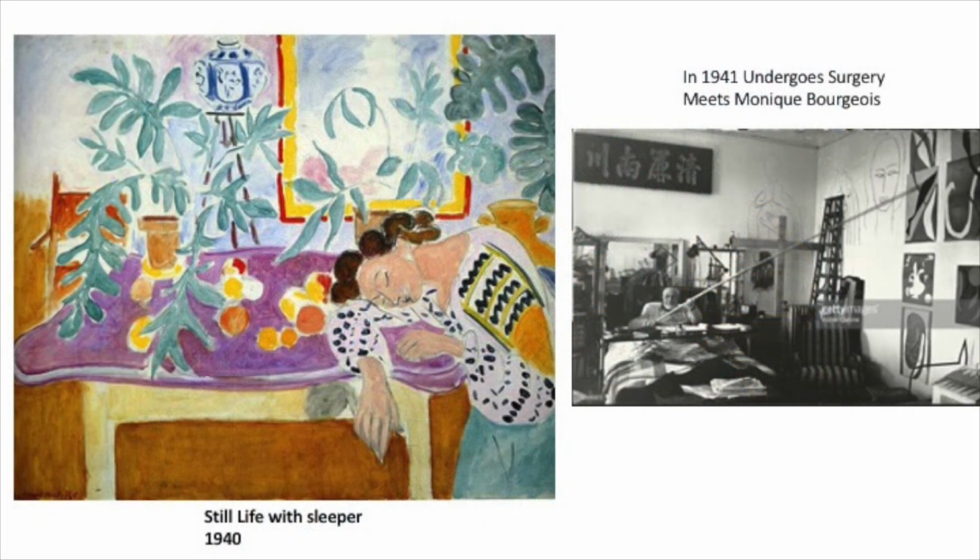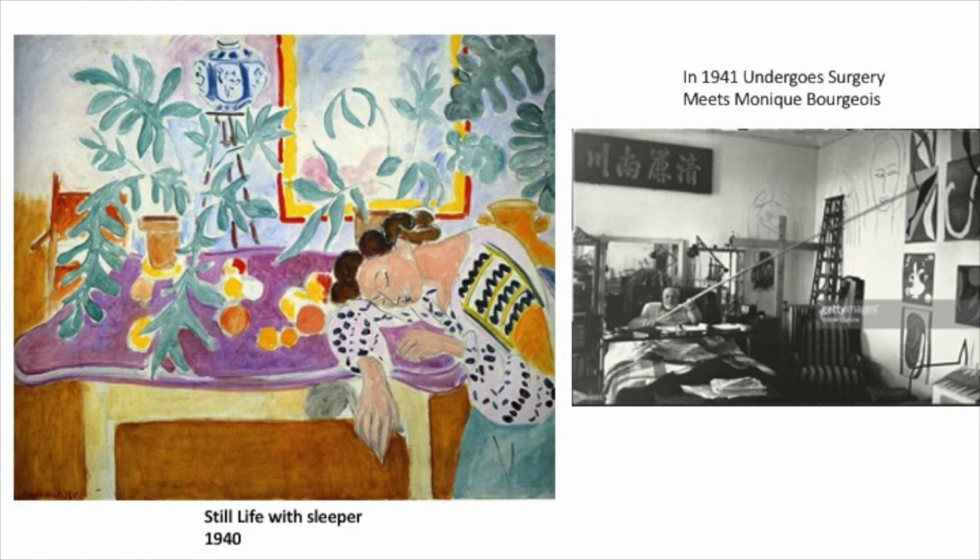In the 1940s, Matisse had to have surgery due to cancers that he had formed in his abdomen. From this point, he was bedridden for a number of years. He was actually nursed by a woman by the name of Monique Bourgeois, who will become important to a later piece of art that he creates.